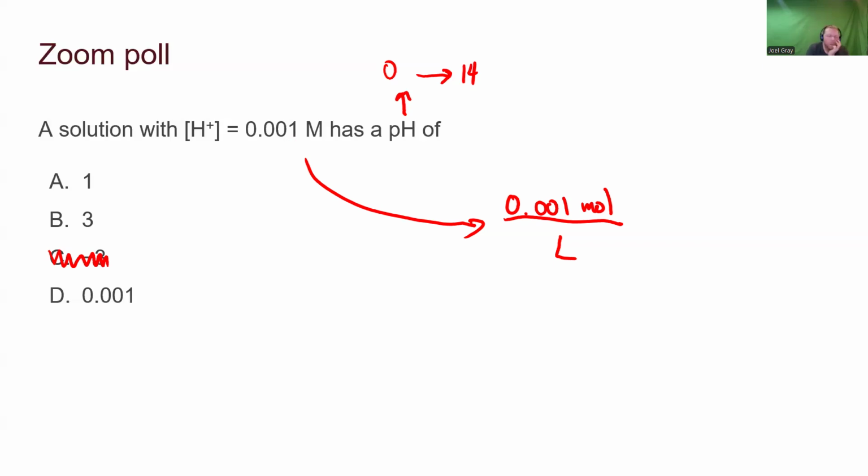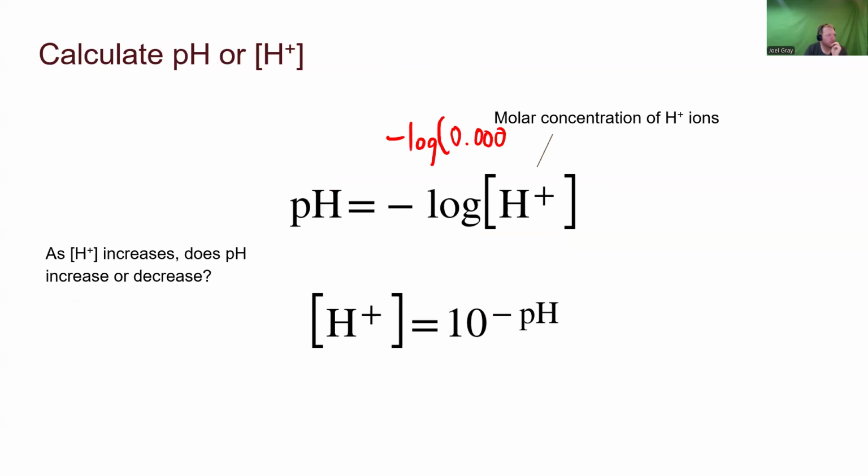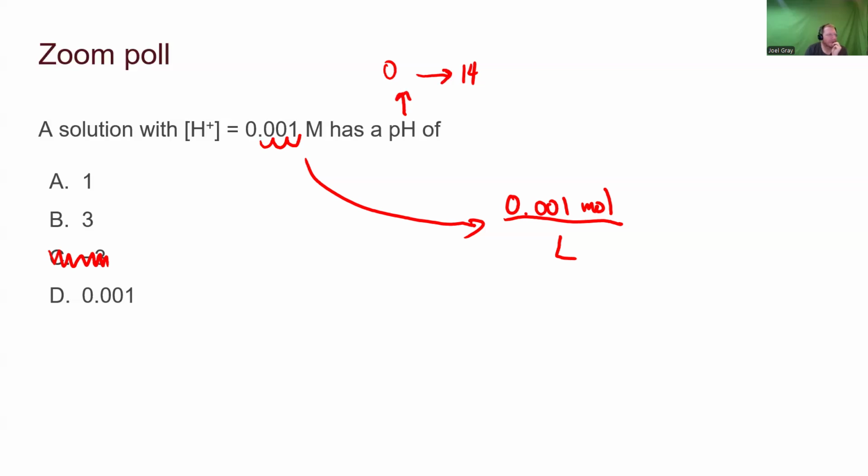Now, B, that's a little bit confusing. I don't know why that one's tempting. But let me show you this. 1, 2, 3. We moved our decimal 3 places. And this is a logarithmic scale. And I got to tell you guys, that's the right answer.